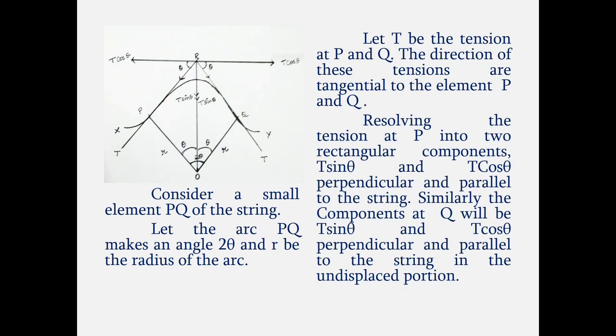We can resolve the tension at P. That is, the T can be resolved into two rectangular components, T sin theta and T cos theta. The T sin theta is the component which is acting perpendicular to the string, and T cos theta acts parallel to the string. Similarly, at the point Q, we have two components, T cos theta and T sin theta. That is, the T sin theta will be acting perpendicular to the string and T cos theta will be acting parallel to the string.